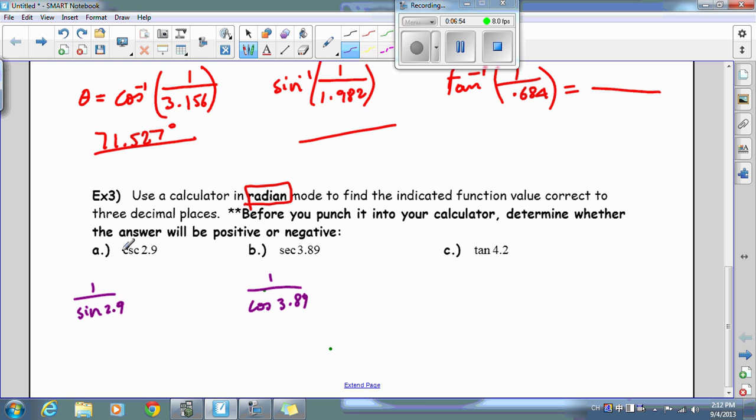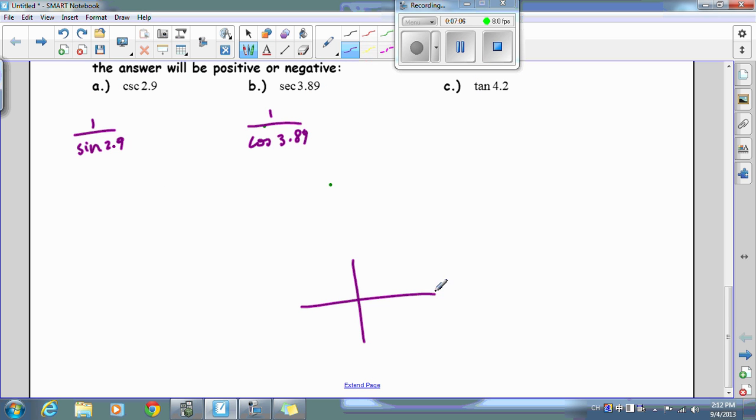Now, if I'm looking for 2.9, in what quadrant would this be? Let me show you. All students take calculus. Keep that in mind. And here is 0, and here is apparently pi, or 3.14.